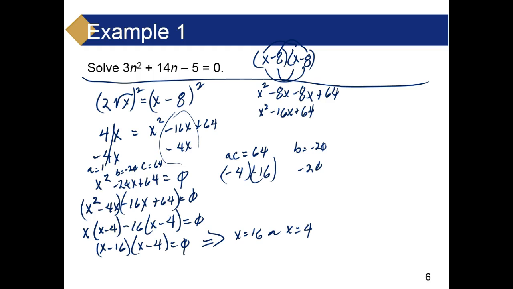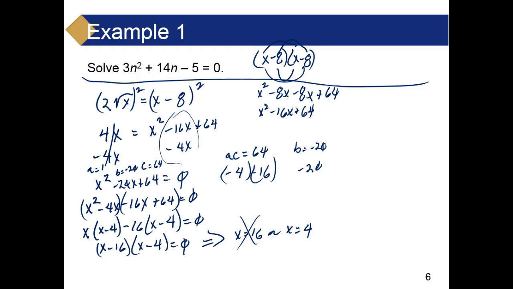Negative 4 squared is positive 16. A square of a negative is always positive. Hey, that didn't work, did it? That gave us 8 is not equal to 16. So this x equals 16 does not work. Let's try the other one. What's the square root of 4? 2. 2 times 2 is 4. Okay, got that. And 4 minus 8. Oh, wait. I was squaring that. Forget it.